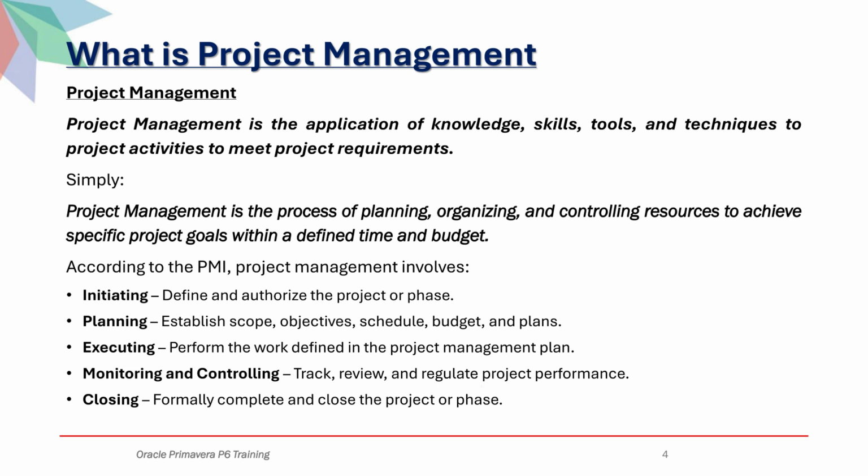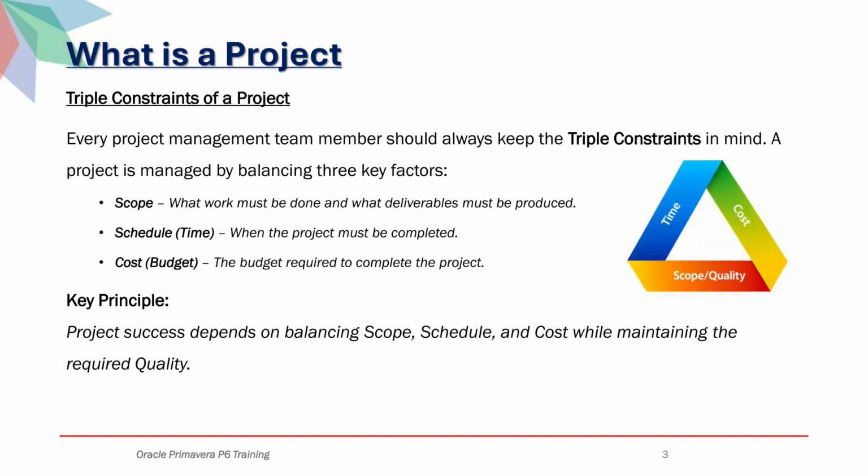Once again, project management is the process of applying the right knowledge, skills, tools, and techniques to project activities in order to achieve the project's objectives and requirements successfully. Now let's discuss one of the most important concepts in every project: the triple constraints of a project. Whether you are a planning engineer, project manager, or any member of the project team, you should always keep these constraints in mind. A project is primarily managed through three interrelated constraints. Scope: what needs to be delivered. Schedule, or time: when it needs to be delivered. Cost, or the budget: how much it will cost to deliver it.